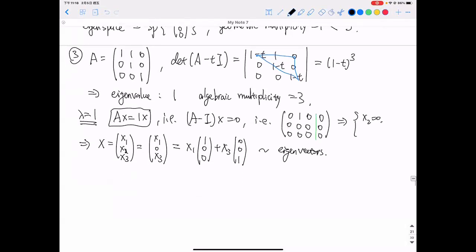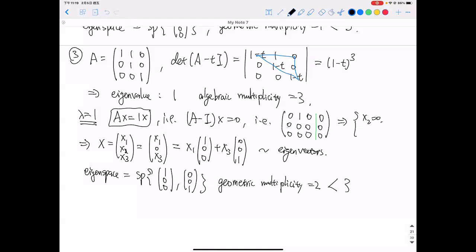All right. And the eigenspace can now be described as the span of these two vectors, 1, 0, 0 and 0, 0, 1. It's clear that these two vectors are linearly independent, so the dimension of the eigenspace is 2. Geometric multiplicity is 2, still less than 3. Okay.